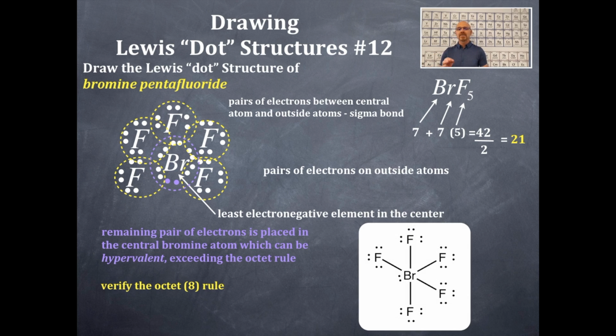So bromine pentafluoride has one lone pair of non-bonding electrons on the central atom of the bromine, and it has 5 single-bonded fluorines to it. Each of the fluorines has 3 sets of lone pairs of electrons around it. Hopefully that one worked well for you.